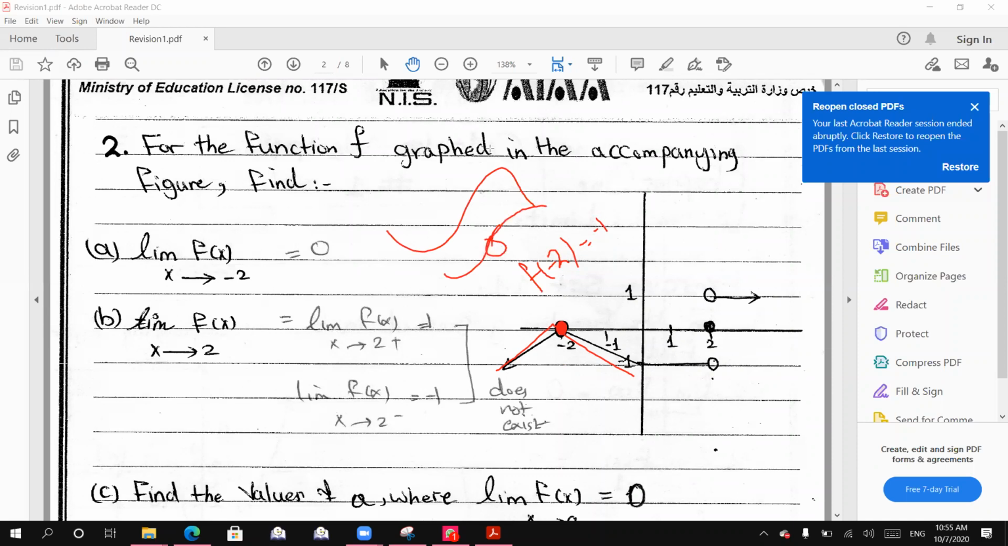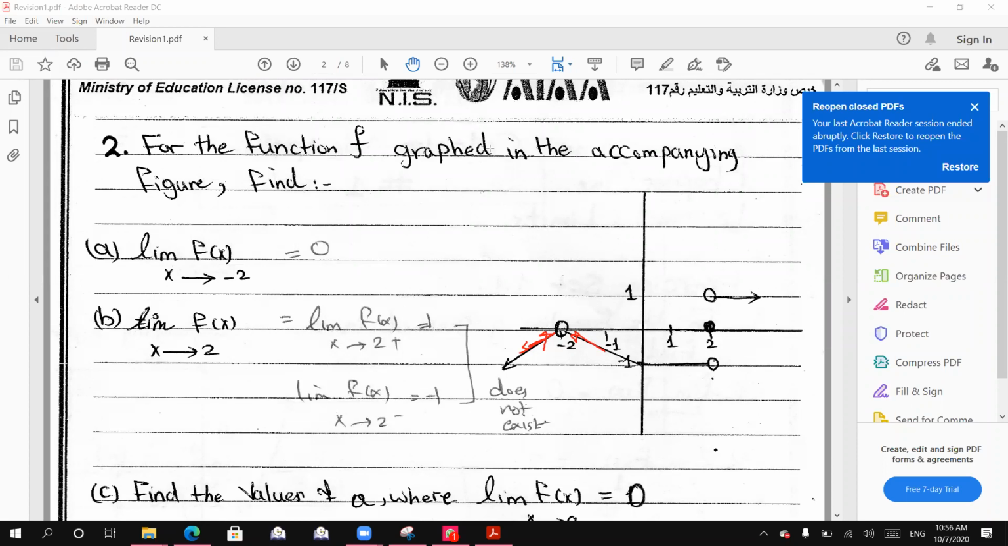I can say that my graph is continuous. Now back to our revision. Now let's look here. The value or the limit of f of x when x approaches -2 is equal what? Look at the -2 from the right, -2 from the left. It approaches to be what? 0. So I can say now the limit is equal to 0.